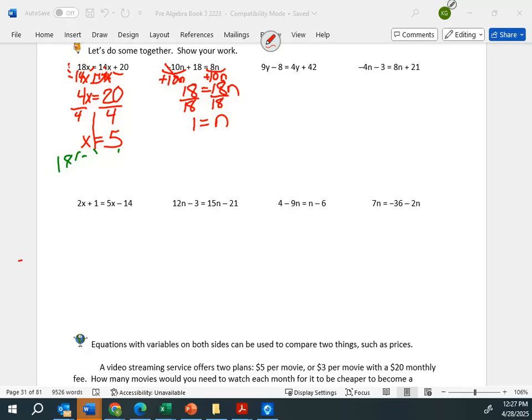Okay? Then what do I do next? Check your work. I'm going to throw in a 1. So I have negative 10 times 1 plus 18 equals 8 times 1. Negative 10 times 1 is negative 10, plus 18 equals 8. Negative 10 plus 18 gives me 8, so 8 equals 8. It does balance out.